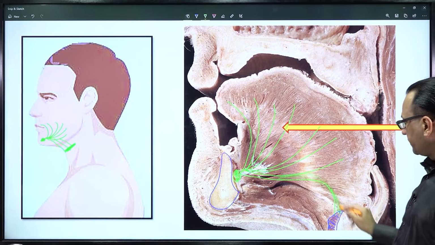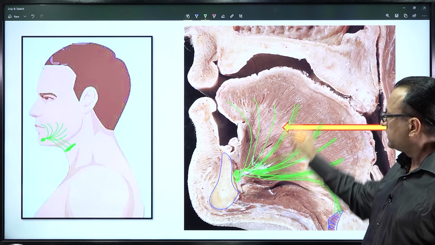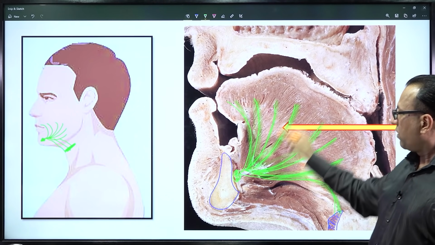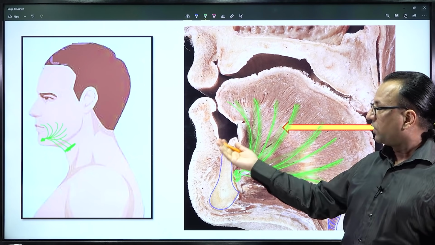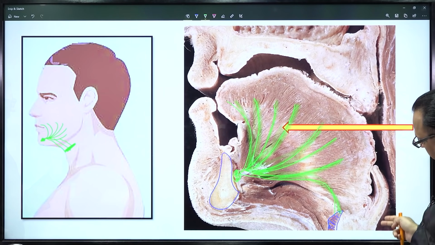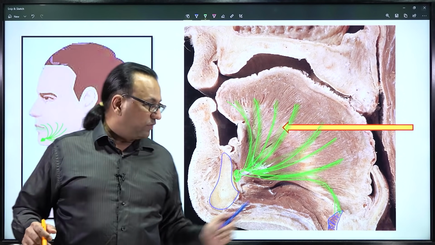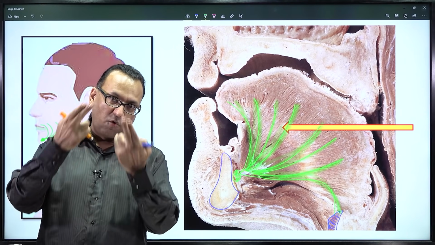So the name of this muscle is genioglossus, the safety muscle of the tongue. Why is it called the safety muscle of the tongue? Because it is preventing the backward falling of the tongue into the respiratory tube. Actually, this is the muscle which takes the tongue anterior. It protrudes the tongue outside the oral cavity.